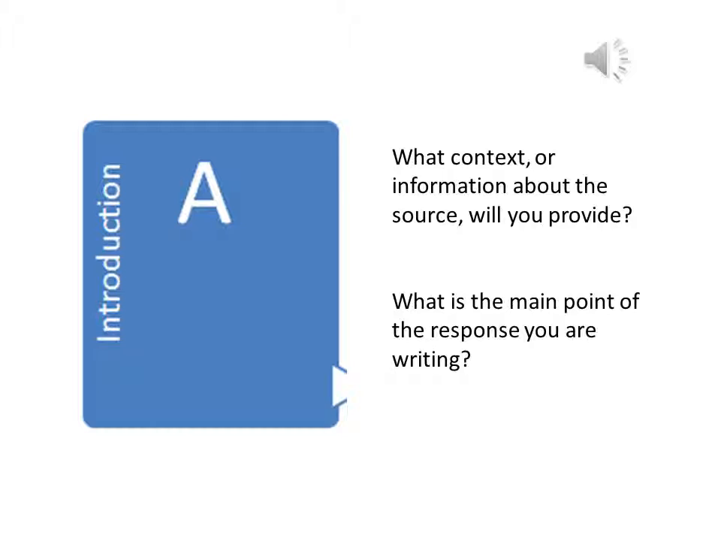Writing a strong Part A, or introduction, really involves 2 steps. First, you need to think about what context or information about the source you're using you will provide. How will your audience know where in the text your information is coming from? This is especially important if your audience isn't familiar with the text, but you need to do it even if your audience is.